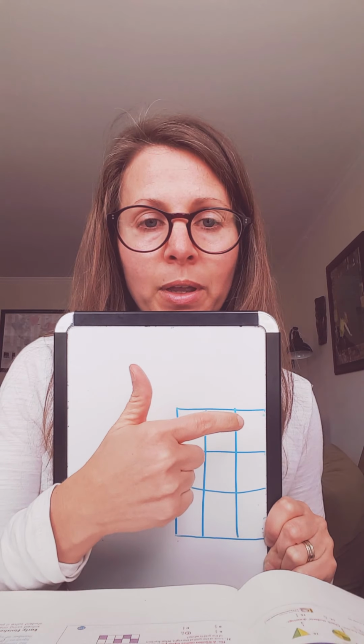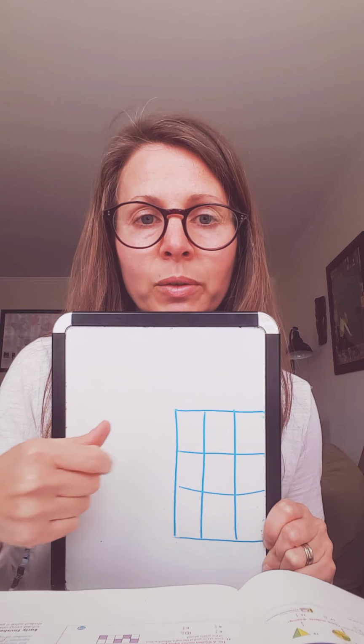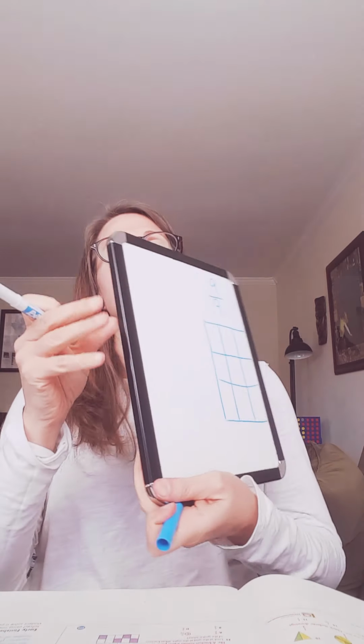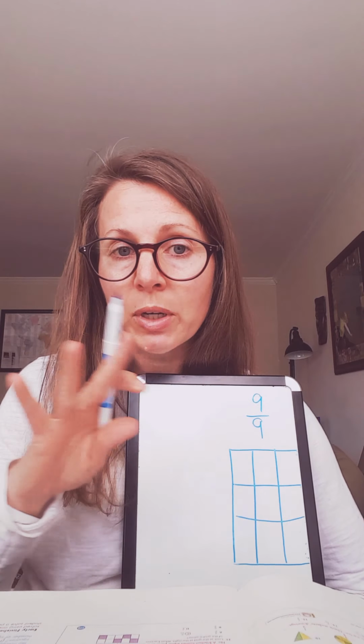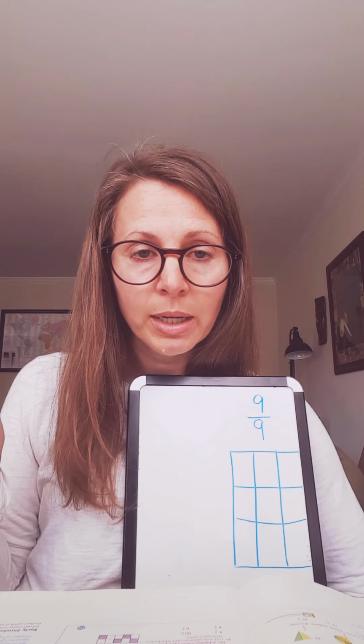If we have 9 total and there's nothing shaded, or the whole thing, how would we write that? Well, we know the total is 9, so we know that goes on the bottom, the denominator. And since we haven't taken any or given any away yet, there's 9. So the fraction would look like this, 9 and 9. Okay, so before we do anything, we've got 9 over 9.